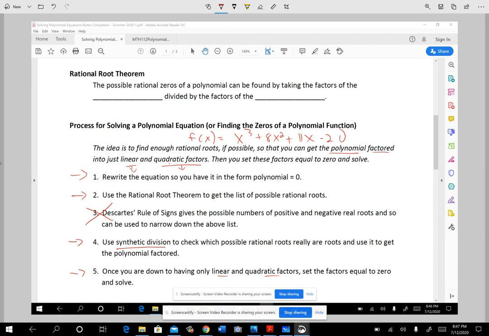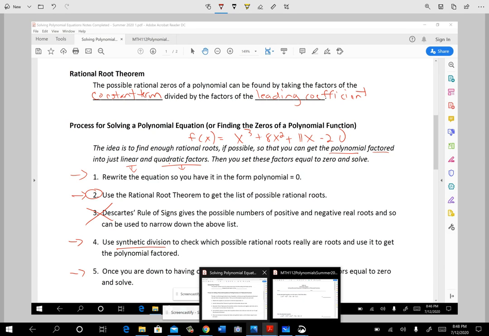So the possible rational zeros, this part right here, I wanted to write down up here, can be found by taking the factors of the constant term, the one at the end, divided by the factors of the leading coefficient, the number out in front, the highest degree term. So you'll take factors of the constant term and divide it by factors of the leading coefficient. I'll show you what I mean when we do this on the next page.